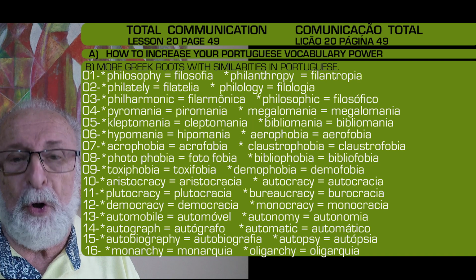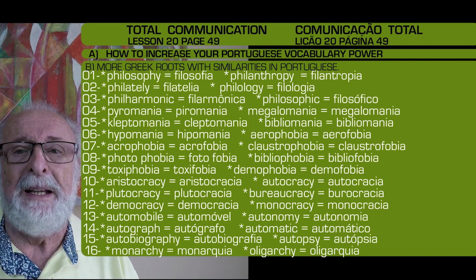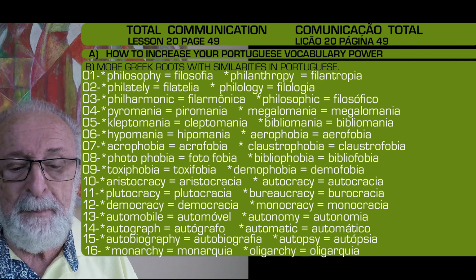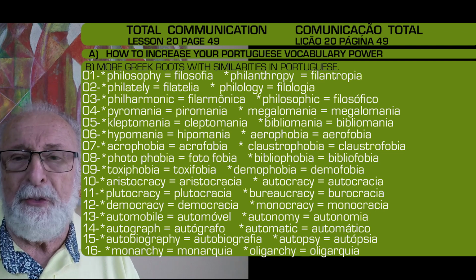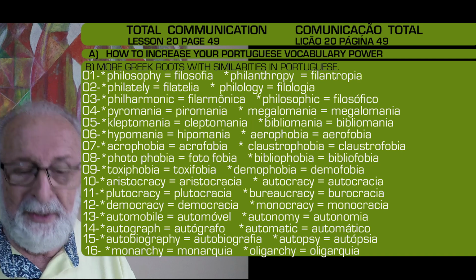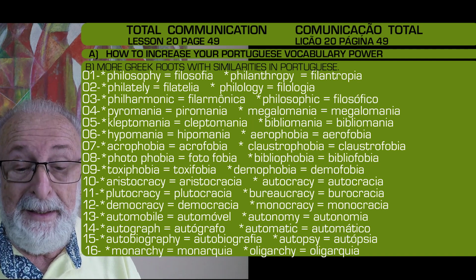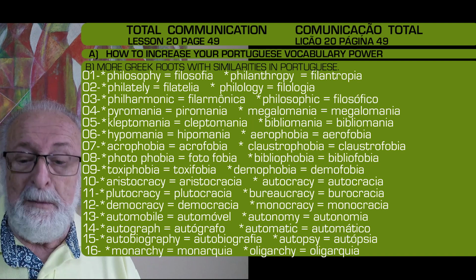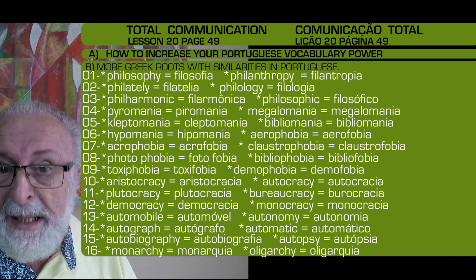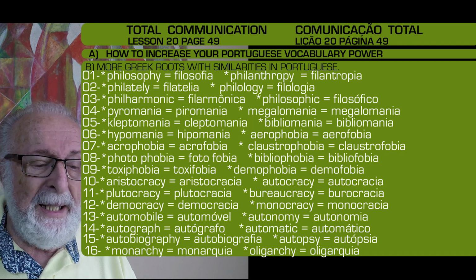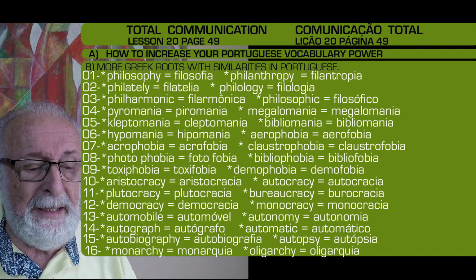Toxifobia in Portuguese, toxophobia in English. Phobia in English, fobia in Portuguese. Okay? That's the way we say the ending. Demophobia, or demofobia. All right? Okay.